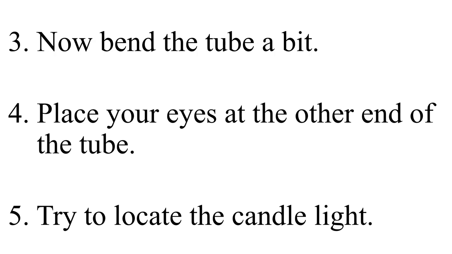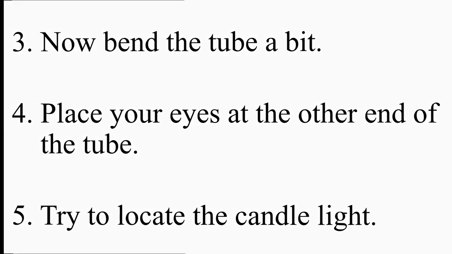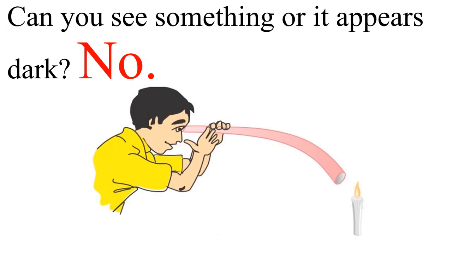Step number 3. Now bend the tube a little bit. Number 4. Place your eyes at the other end of the tube. Number 5. Try to locate the candle light. Can you see something or it appears dark? No, if we will bend the flexible tube, then the light will not be visible to us from the other end.